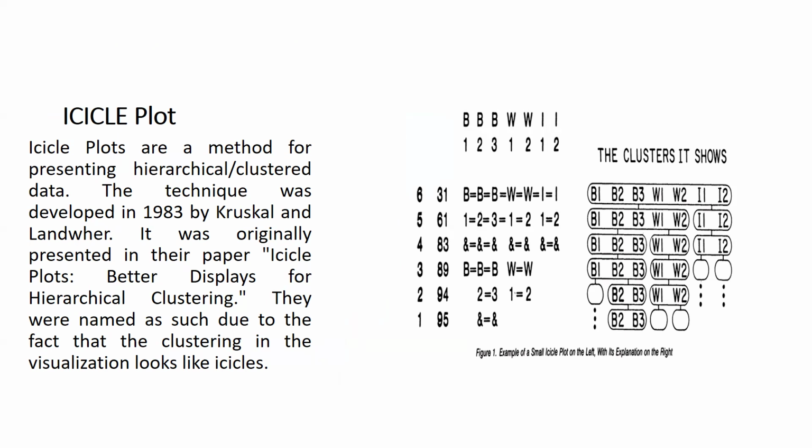The technique was developed in 1983 by Kruskal and Landwehr. It was originally presented in their paper "Icicle Plots: Better Displays for Hierarchical Clustering." They were named as such because the clustering in the visualization looks like icicles, and just because of this, it is known as icicle plots. In 1983, these two people wrote this paper, but they worked with a very small data set. It was a graphical visual presentation.